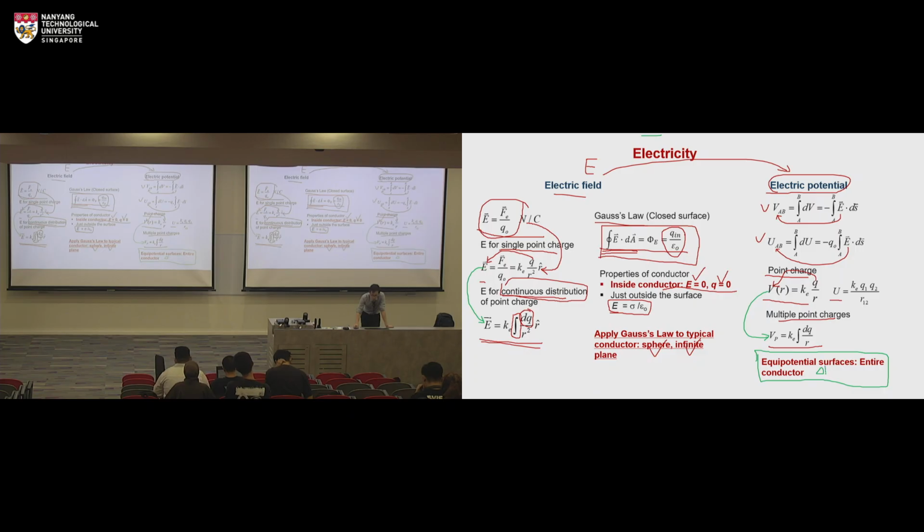A little bit of detail you need to pay attention to here is that delta V equals 0, not V equals 0. The potential on a conductor, whether inside or on the conductor surface, can be non-zero. It can be non-zero. While in terms of E and Q, the absolute value is 0.